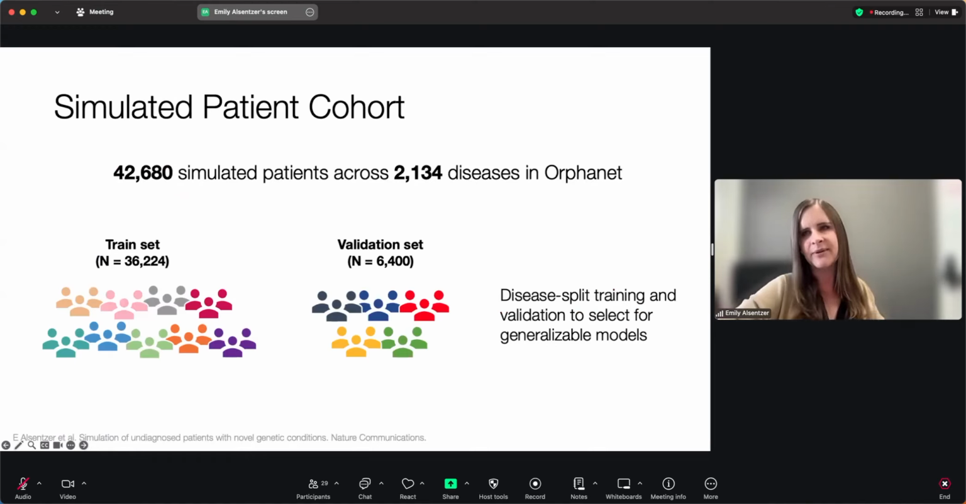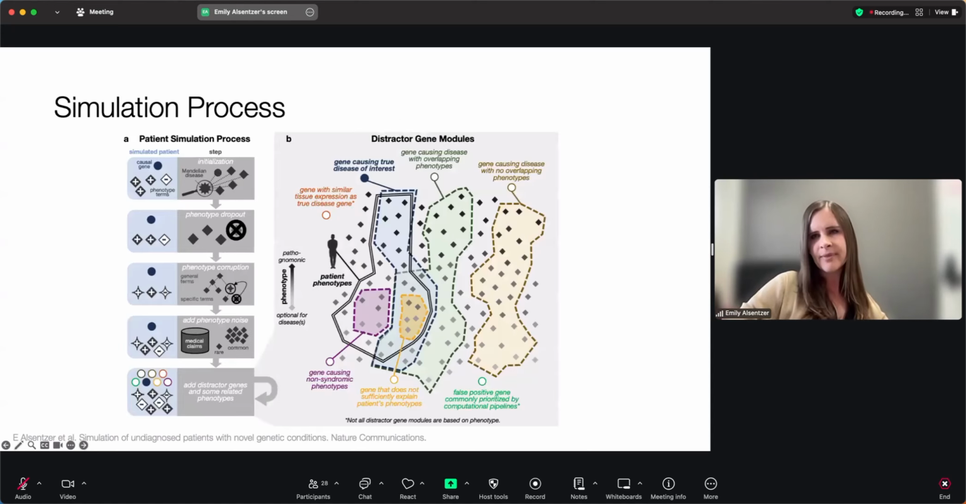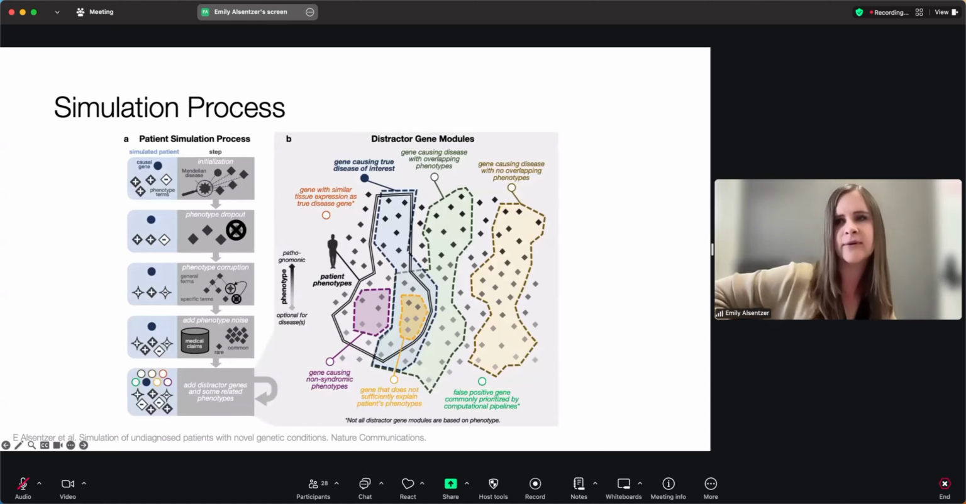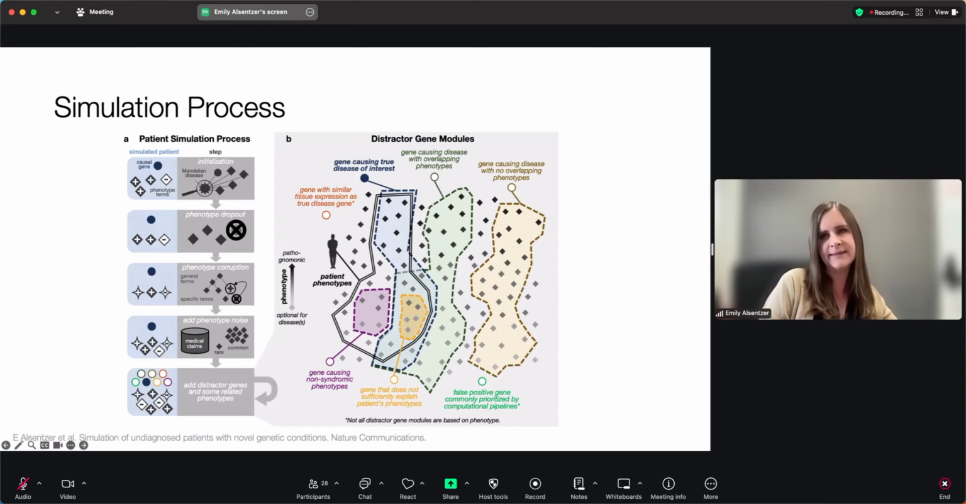As I mentioned, Shepherd's trained on this simulated patient cohort, around 42,000 patients, representing over 2,100 diseases found in OrphaNet, which is this rare disease database. To encourage the model to generalize to new diseases, we perform disease split training, where we assign patients to our train and our validation sets by disease. We developed a separate method for simulating these realistic rare disease patients. I'm going to skip the details of exactly how the simulation process works for now. I'm happy to answer questions about it.